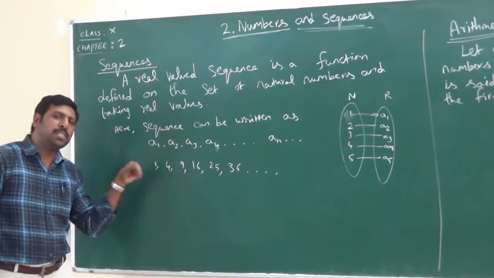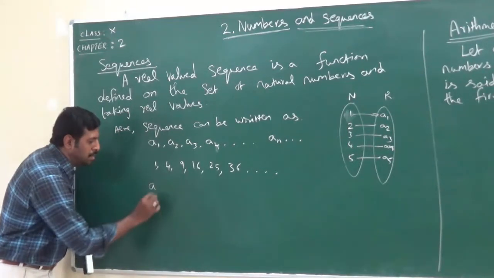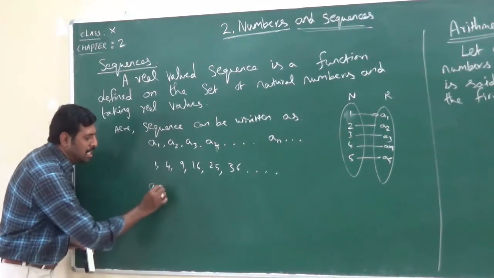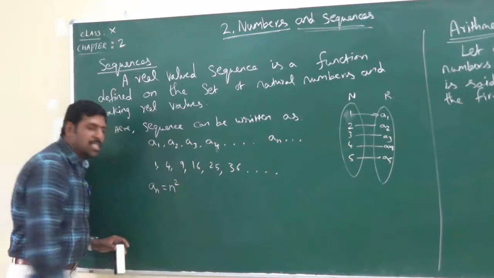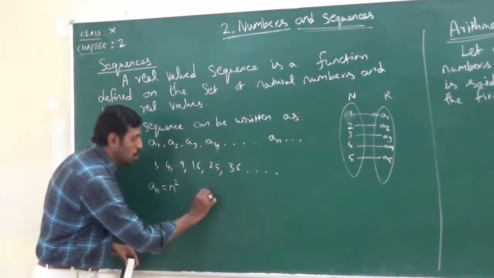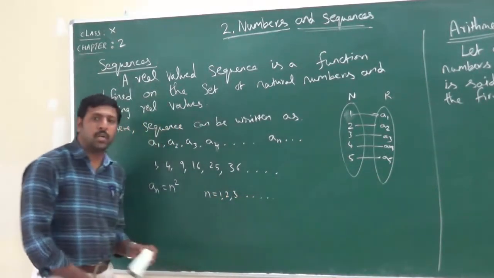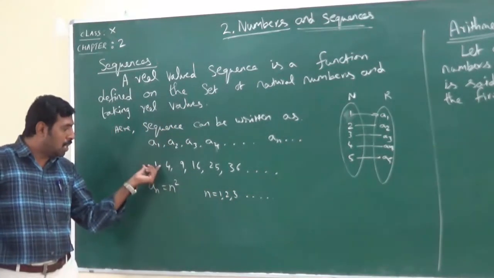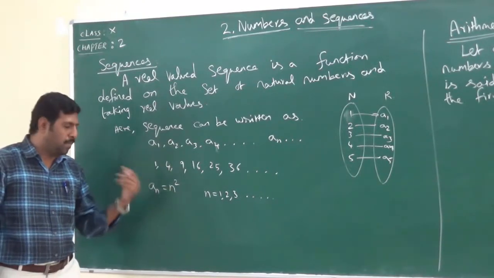Here I have some specific orders. Let's see, here it has the An term. Let me take this An. This term is in n square form. If you put n equal to 1, 2, 3, natural numbers, we get these values. So this specific order is called a sequence.